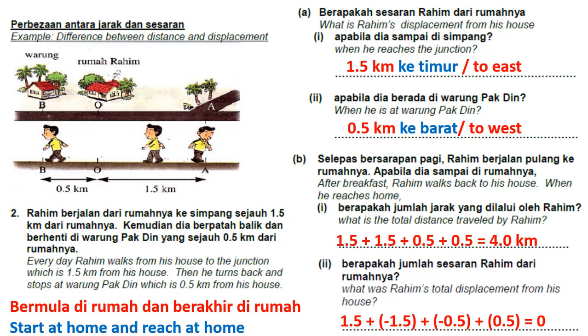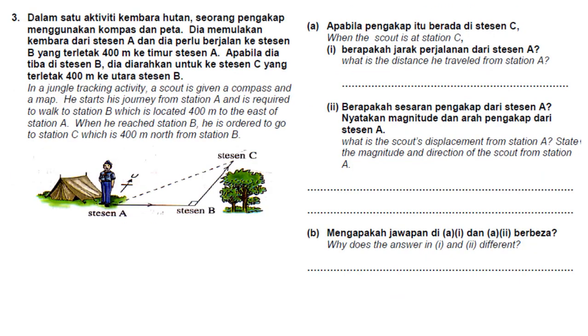Okay, another example. In a jungle trekking activity, a scout is given a compass and a map. He starts his journey from station A and is required to walk to station B, which is located 400 meters to the east of station A. When he reaches station B, he is ordered to go to station C, which is 400 meters north from station B. Okay, so when the scout is at station C, what is the distance he travelled from station A?